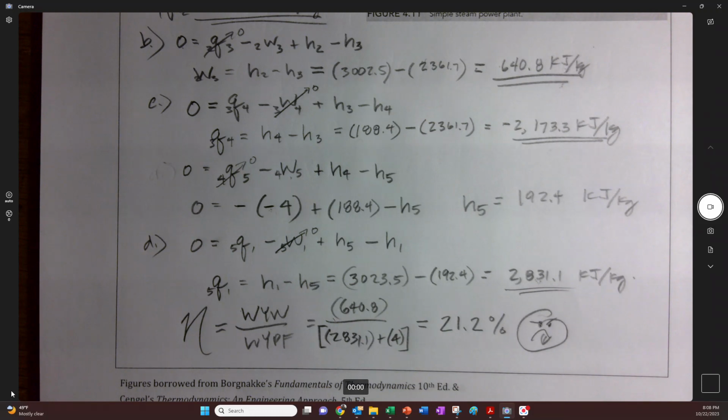So another example done, and I will see you again in the next example, which is a refrigerator with a compressor. Exciting. I know you're looking forward to it.